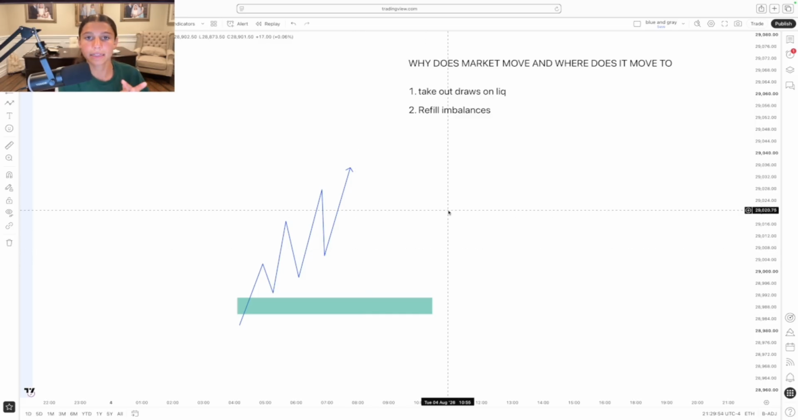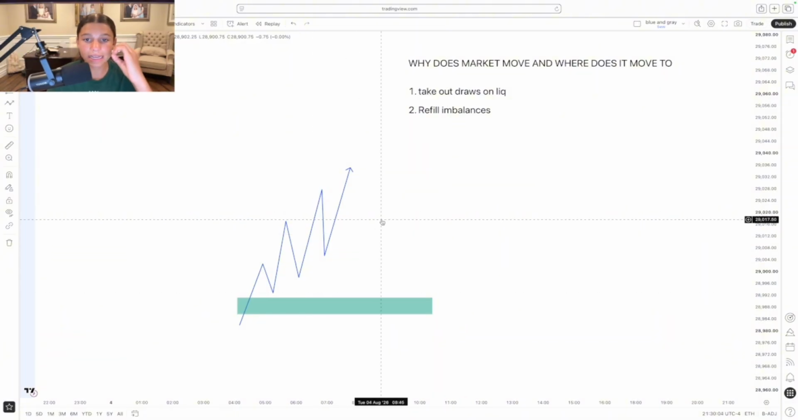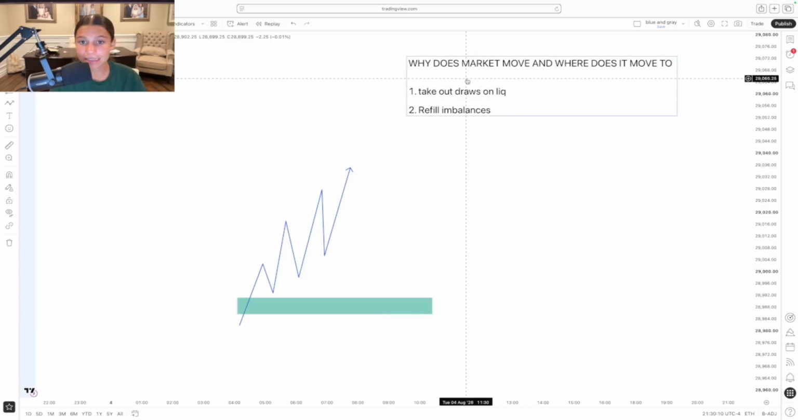So imbalances in the market are fair value gaps. Most of the time, people use fair value gaps, and ICT uses fair value gaps. A fair value gap is an imbalance in the market where price moves and doesn't retest. If it retests, it's over, and if it retests and leaves a rejection wick, that is considered to take out draws on liquidity. But to fill imbalances is to retest old stuff that we didn't test already.